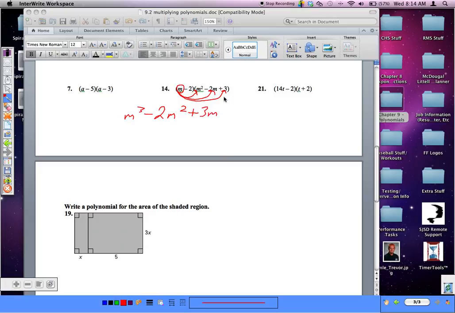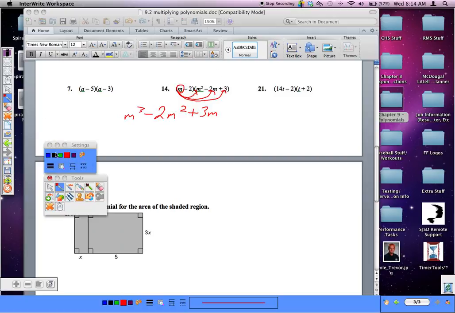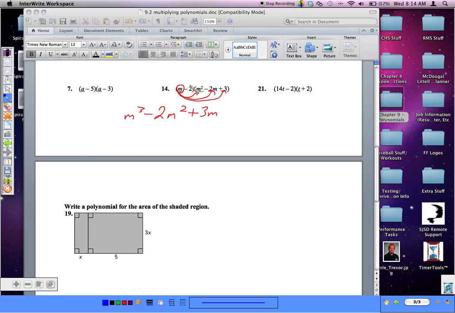Now that we've gone through that first term, I'll change colors so you can see the second term. And the second term that's going to multiply is the negative 2. And once again, it must distribute to every term inside the other polynomial. So we're going to multiply negative 2 times m squared. That's a negative times a positive equals a negative. And the result is? Negative 2m to the second. Good. Negative 2m to the second power.